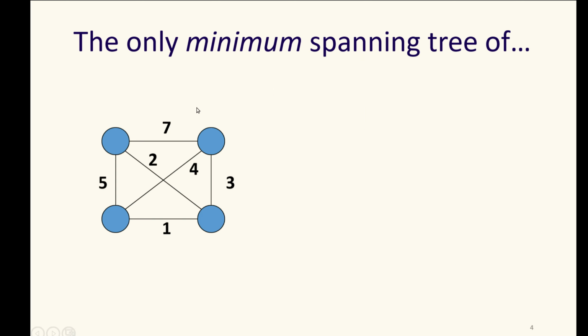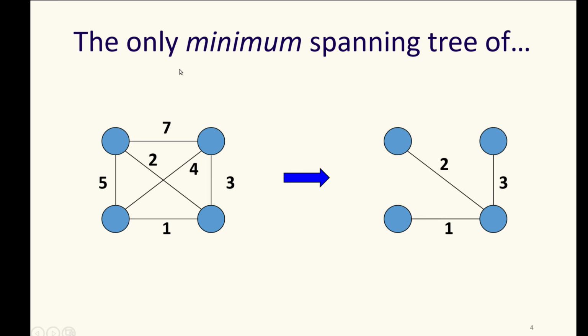In this graph, with the numbers being weights or costs of those edges, there is only one minimum spanning tree. Again, there are many spanning trees, just like we saw previously, but once we associate the costs or the weights, there's only one minimum spanning tree, and that is the one that takes the edges with values 1, 2, and 3 here.